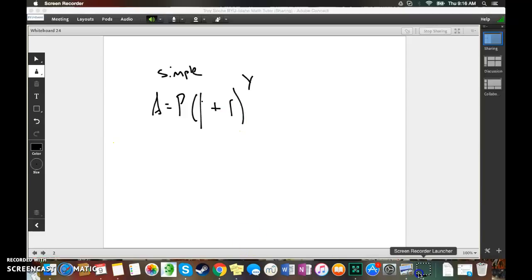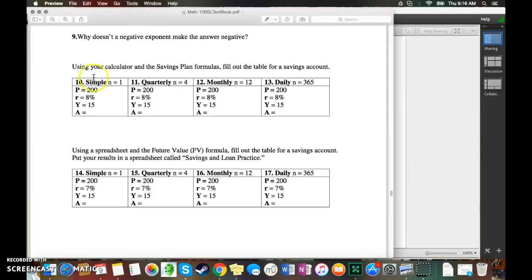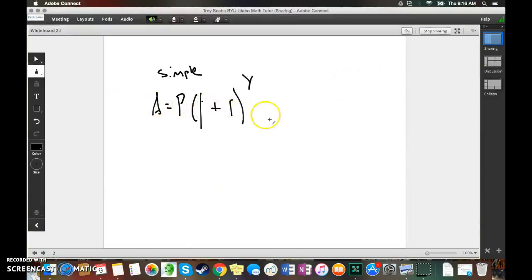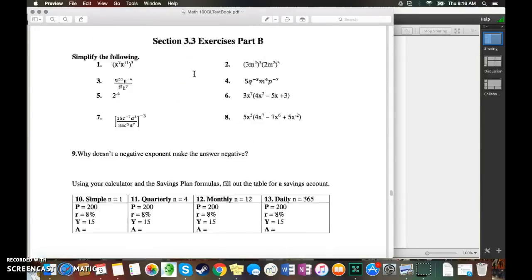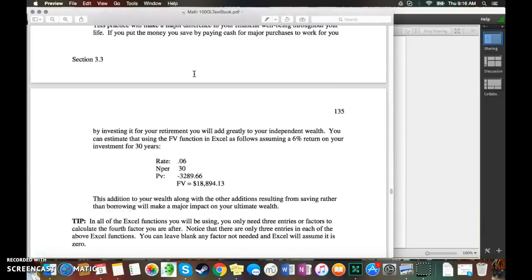Alright, so when we're looking at this book, simple interest would be right here. And let me show you how to use the formula. N is not included in this formula because it's 1. So this is simple because we're doing it just by the year. So N is 1. So let me explain what N is. N is how many times we're compounding per year.